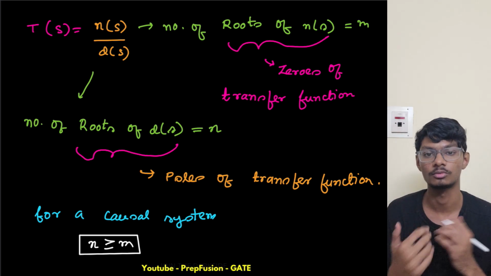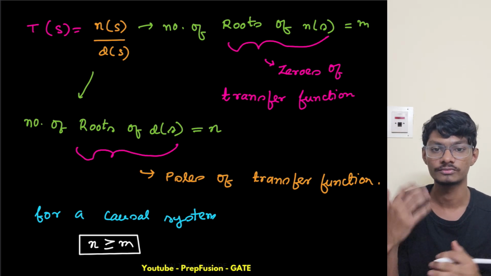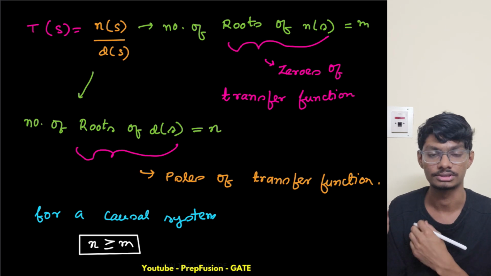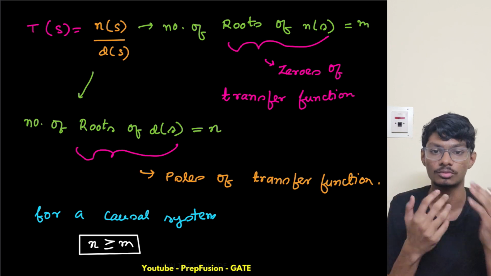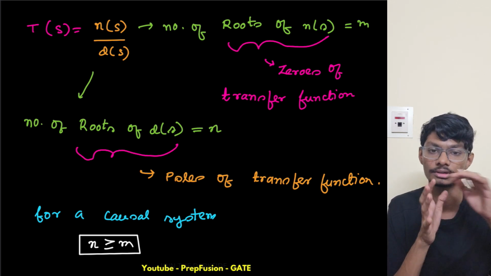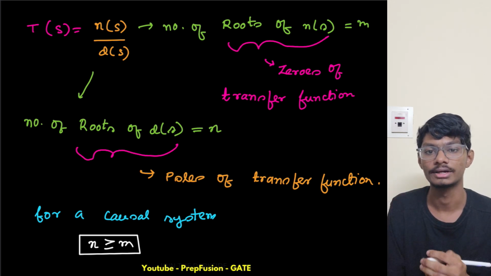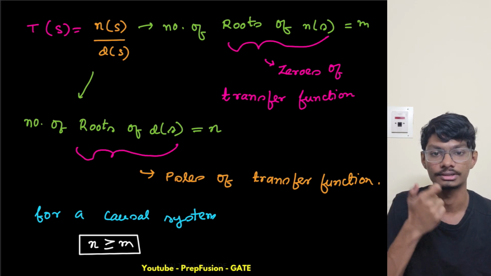Just for the people who want to know: if the number of zeros is more than the number of poles, then at higher frequencies the gain will become very high, infinity, which is not possible for actual practical systems. The gain reduces. So for that reason, generally the number of poles is higher than the number of zeros.